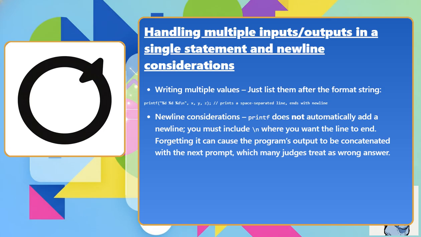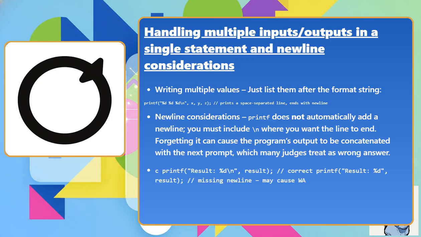Newline considerations: printf does not automatically add a newline. You must include \n where you want the line to end. Forgetting it can cause the program's output to be concatenated with the next prompt, which many judges treat as wrong answer. printf("result %d\n", result); // correct. printf("result: %d", result); // missing newline may cause WA.